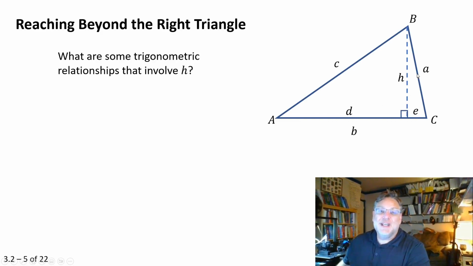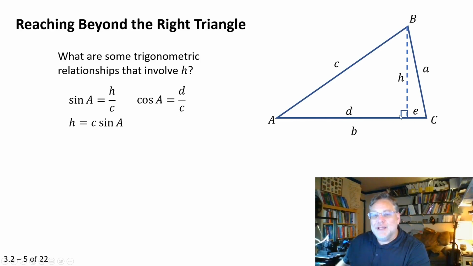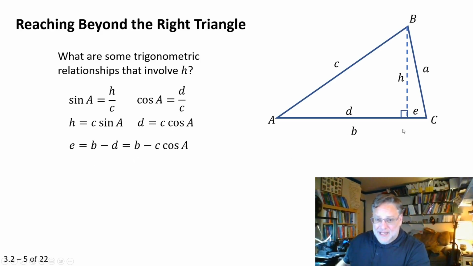What are some trigonometric relationships that involve H that we can list here? Well, here's one. The sine of angle A, opposite over hypotenuse, is going to be H over C. And because of that, we can solve for H by making H equal to C sine A. We're just multiplying both sides by C. The cosine of A is going to be this side D, not B, because D only extends out to this point right in here. That's the actual side of the right triangle. So it's D over C, and so we can use that to come up with an equation for D as well. That's C cosine A. In addition to this, we can find E by taking the full side B and subtracting D. Since we have an equation for D, that becomes B minus C cosine A.